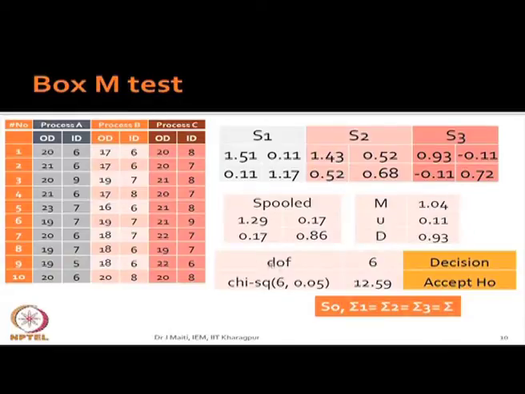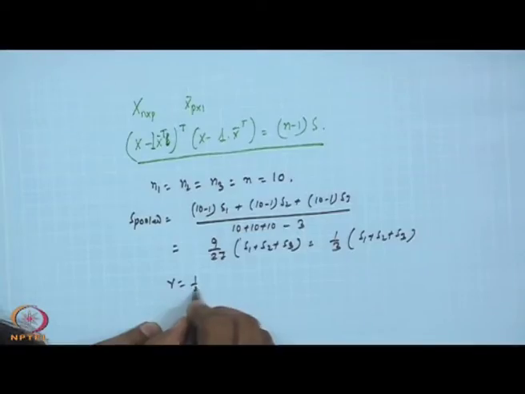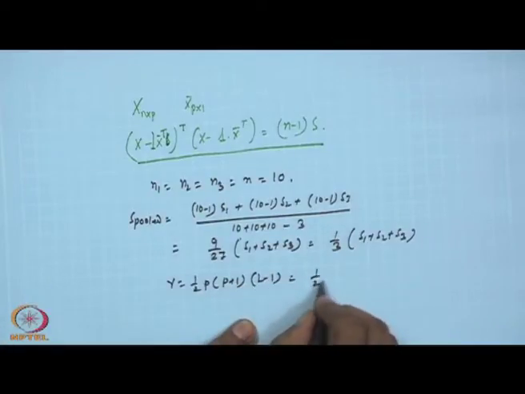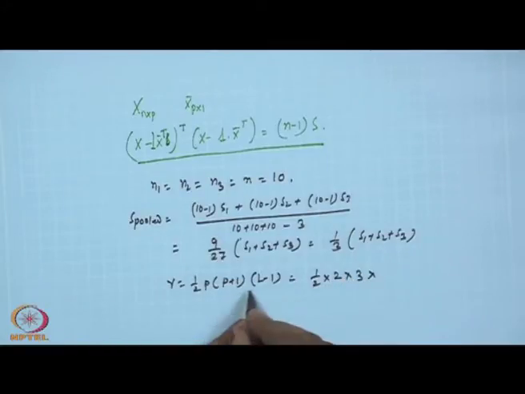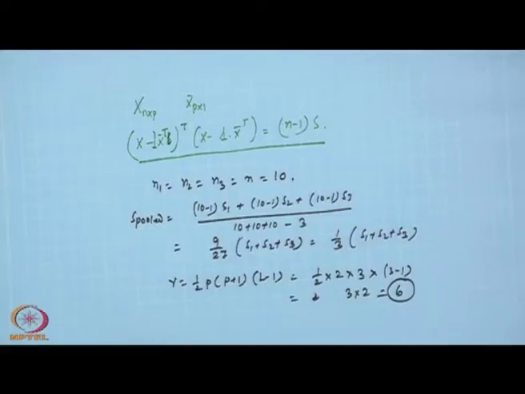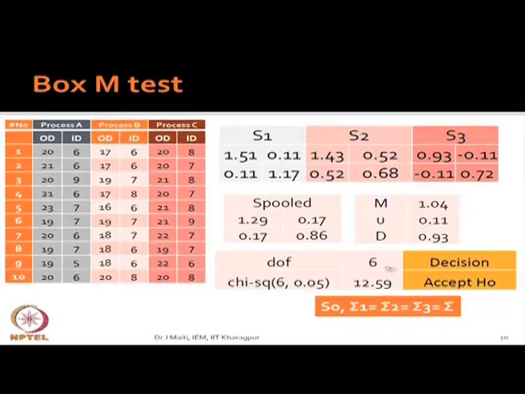Now, what is your degrees of freedom in this case for D? I say that the degrees of freedom, your nu, is half p into (p plus 1) into (L minus 1). So, nu equal to half p into (p plus 1) into (L minus 1). So, half p equal to 2 into 3 into (3 minus 1). So, that means 3 into 2 equal to 6. So, your degree of freedom for D is 6.